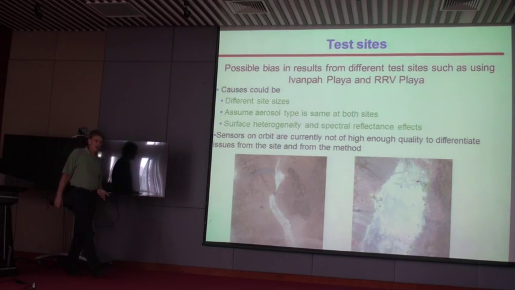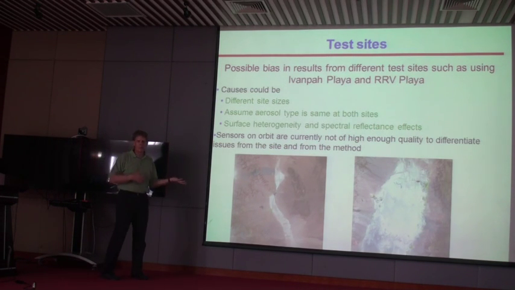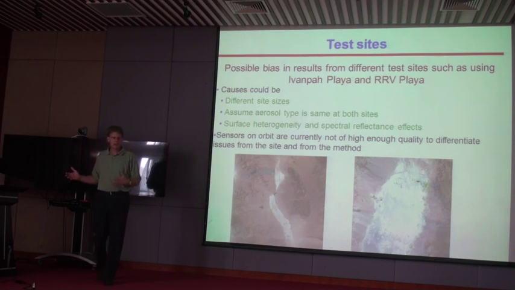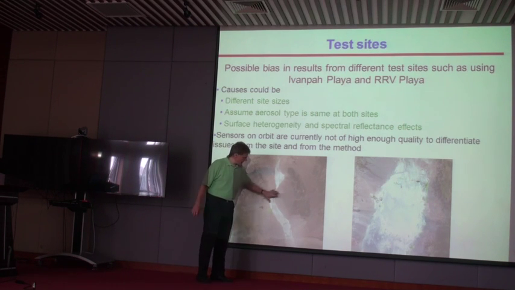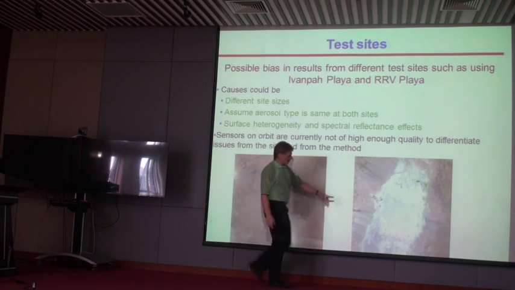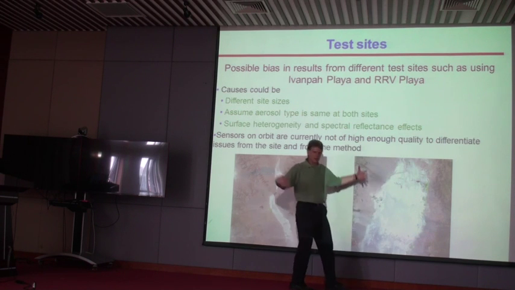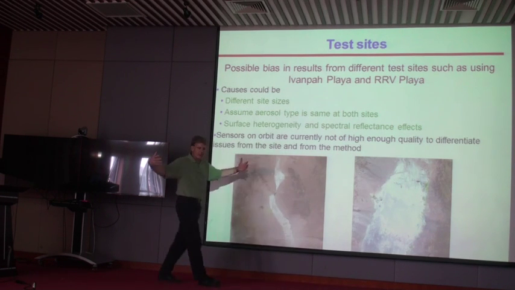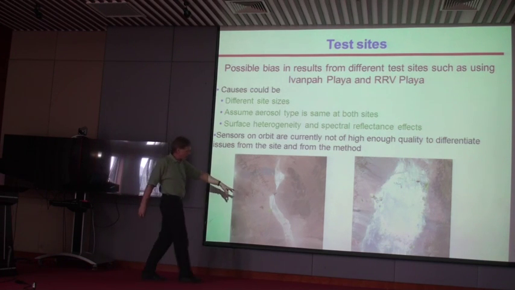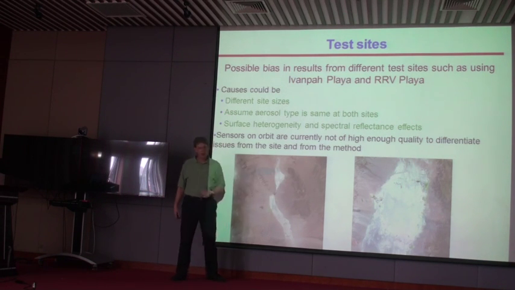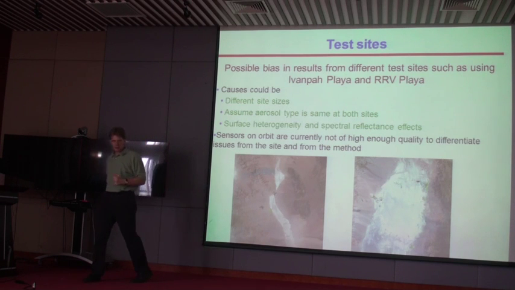The test site, we talked about this. What you pick for a test site will impact your uncertainties. If I'm worried about adjacency effect, scattering that comes up from the surface around my test site, then Railroad Valley is a much better site because it's bigger. They're both shown at the same scale. So Ivanpah Playa on the left is about 2 kilometers across, Railroad Valley is about 15 kilometers across.